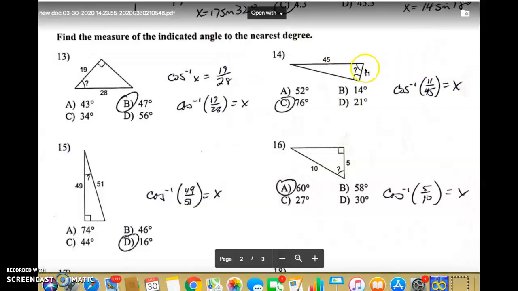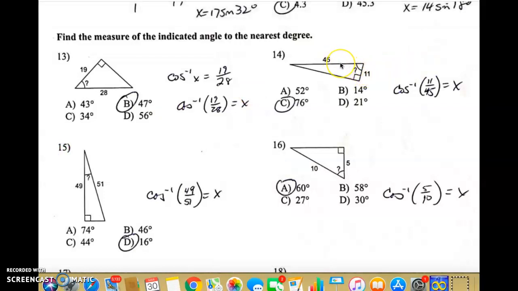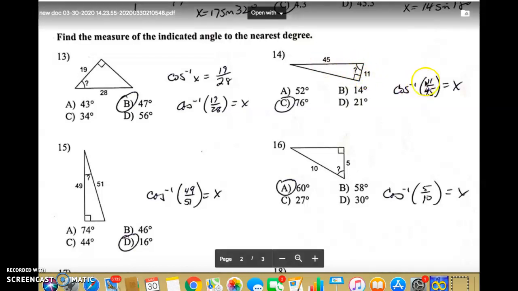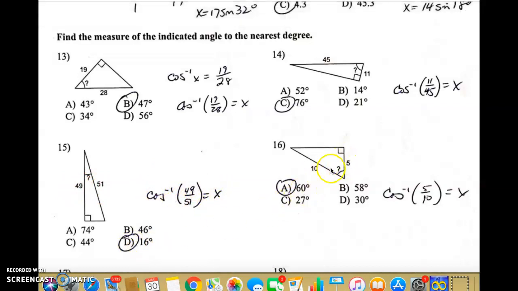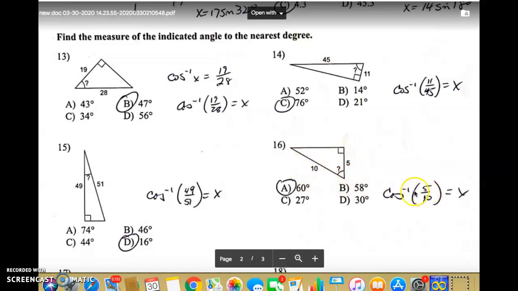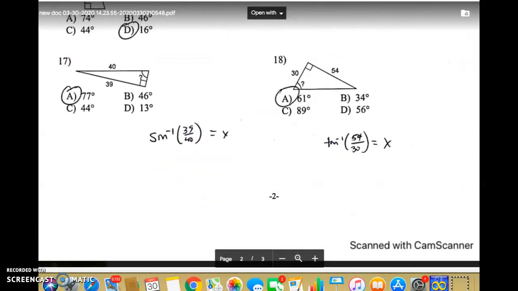All right, so this one, again, it's a cosine. This worksheet does get stuck with a lot of similar ones. So cosine inverse, and a nice shortcut is 11 over 45. It's in there already. Do the inverse. You get C. Same thing, another cosine, 49 over 51, inverse. You get x, which is D there. Another cosine, 5 over 10. Hey, that's a special right triangle, if you notice that. 5 over 10, do the inverse, you get 60 for that one. So you're using all the inverses for these.